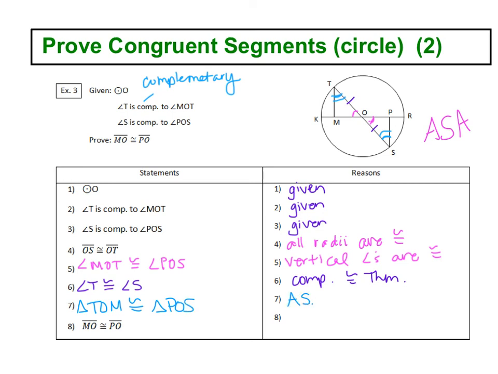Angle, side, angle. Now that you have congruent triangles, you can say that any of the three sides or any of the three angles are congruent. So we can say that MO is congruent to PO, and how do we know? Because corresponding parts of congruent triangles are congruent. Done.